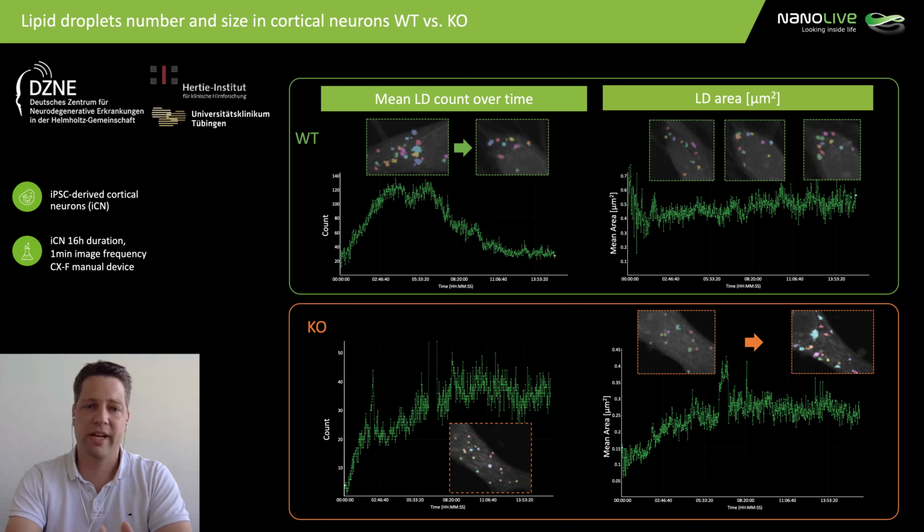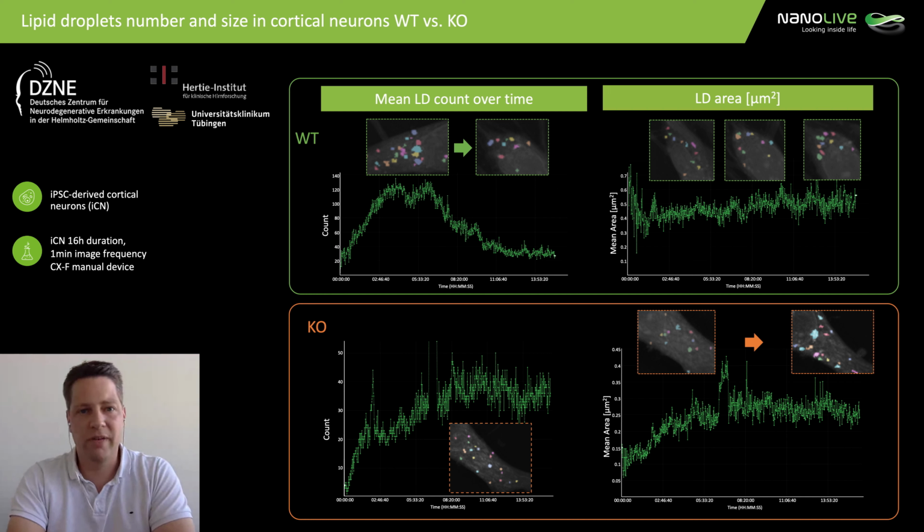the induction with oleic acid results in a massive initial increase of lipid droplets, which then decreases back to the initial baseline values in the wild-type neurons. In the knockout neurons, there's a much lower, weaker initial response to the oleic acid treatment, but a prolonged treatment effect as levels are not decreasing over time.